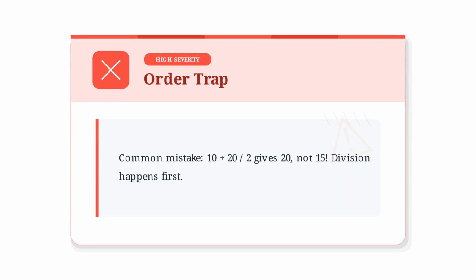Watch out for this super common trap. 10 plus 20 divided by 2. Your brain might think 30 divided by 2 equals 15. But Python does division first. 20 divided by 2 equals 10, then 10 plus 10 equals 20. If you want 15, you need parentheses around 10 plus 20.